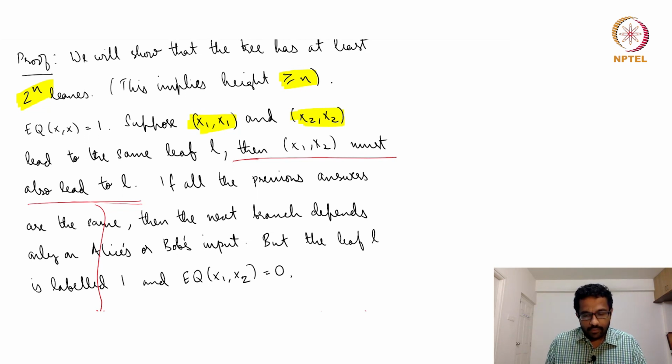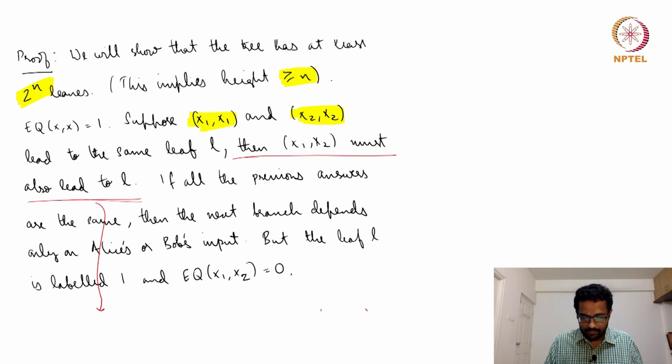So that means that each pair x1 x1, x2 x2, everything must go to distinct leaves, which means all the input pairs that answer yes must go to distinct leaves, which means there are at least 2 power n leaves, which means the height has to be at least n, right?